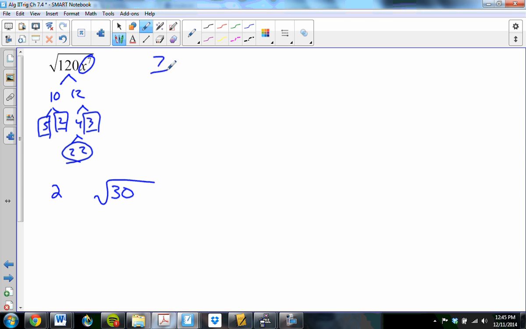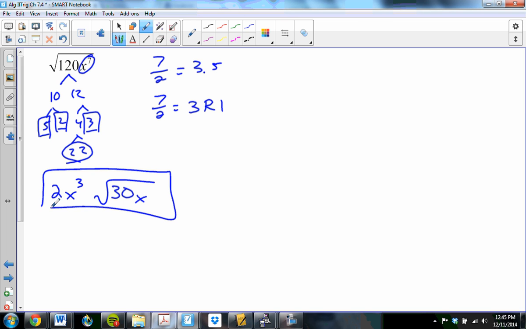Well, 7 divided by 2 is 3.5. I don't really want to think about 3.5. I want to think about the whole number. 7 divided by 2 is really 3, remainder 1. So that means that 3 x's are coming out, and 1 x stays behind. If there's an odd number of x's inside here, one of them is not going to have a pair. So you're not going to be able to take everybody out of the house. This little guy here is going to stay behind.